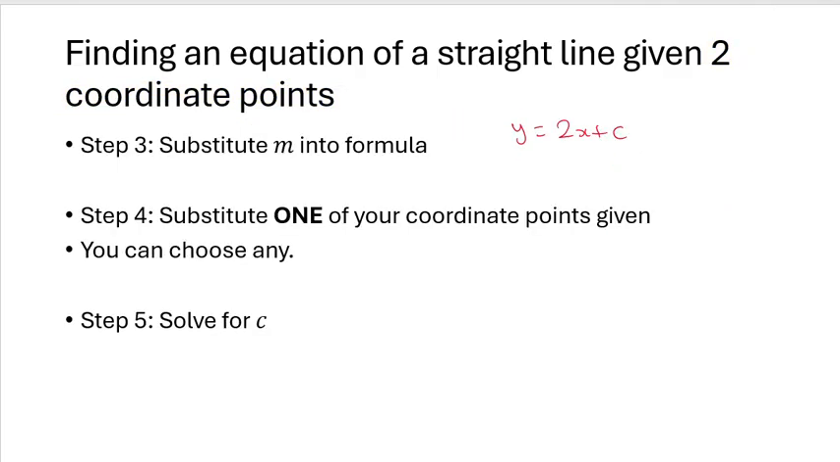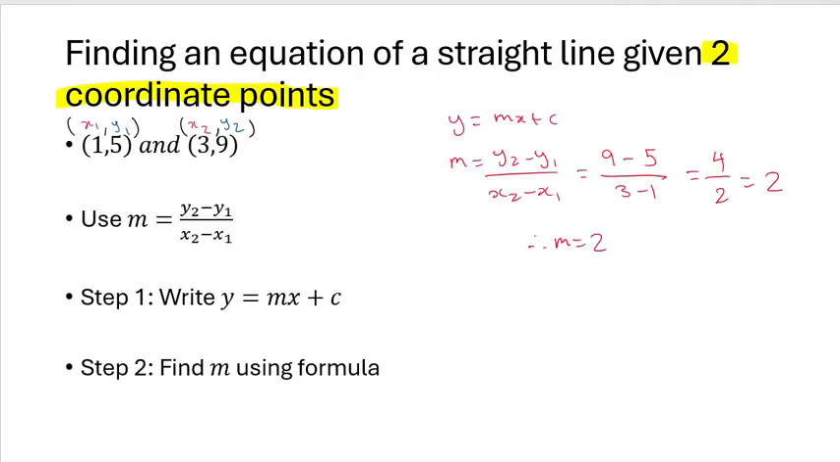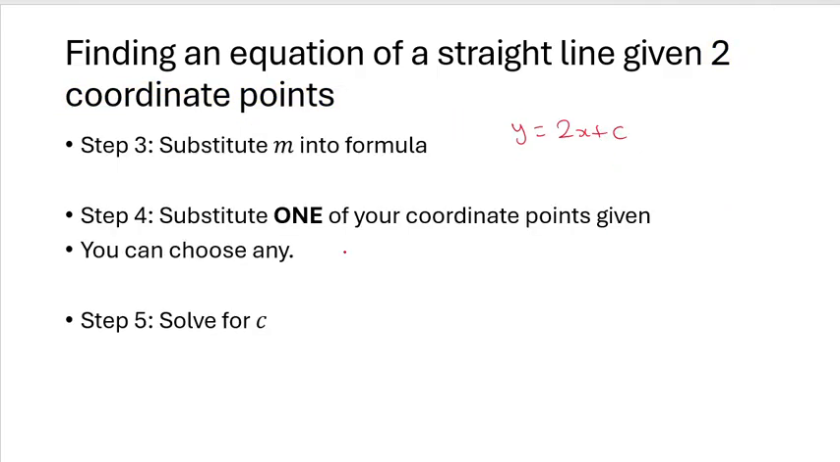Now, step 4 says substitute one of your coordinate points given. You can choose any. So, if you have a look at our question, we're given 2 coordinate points. Just pick one, okay? I don't care which one you pick, as long as you pick one consistently. Just for simplicity's sake, I'm going to pick the easiest one, which is the coordinate 1 and 5. So, I'm going to substitute this now. So, it'll look like this.